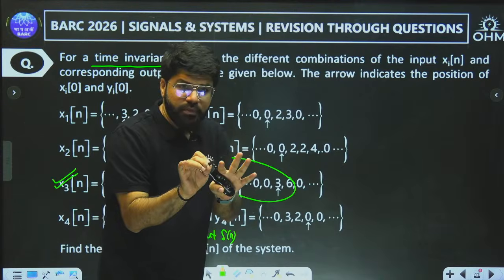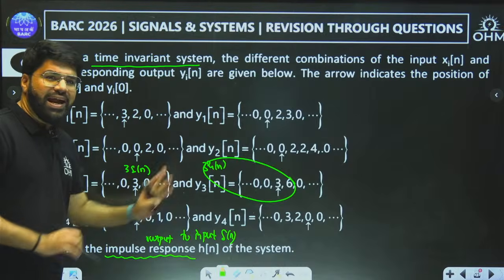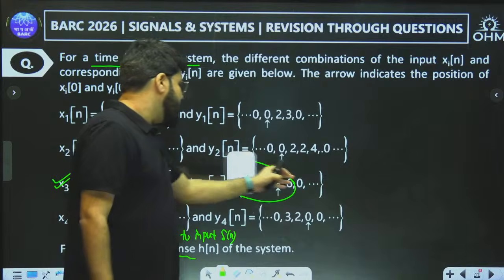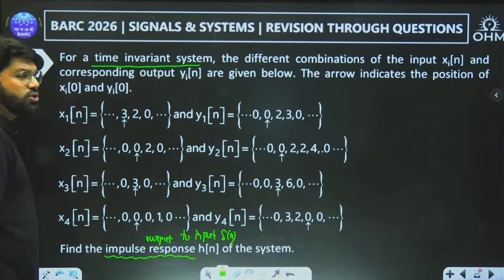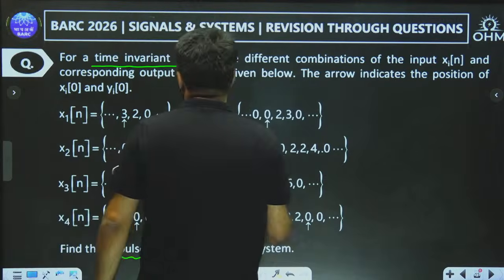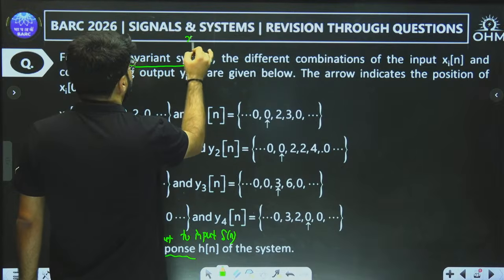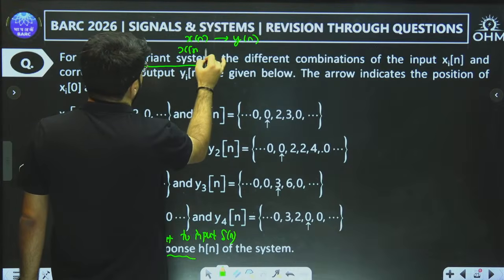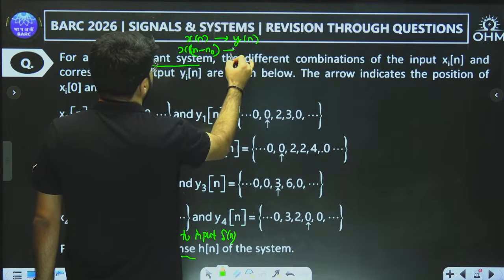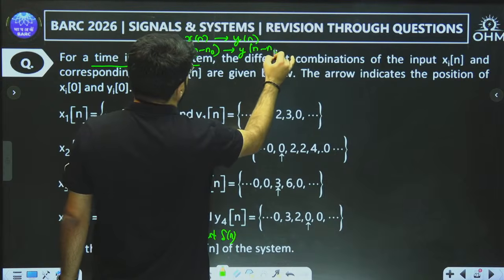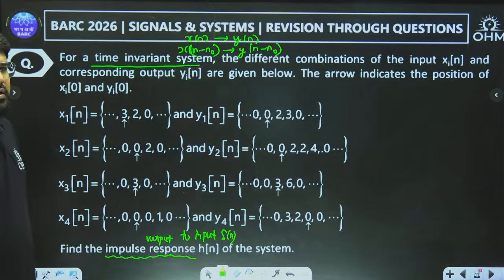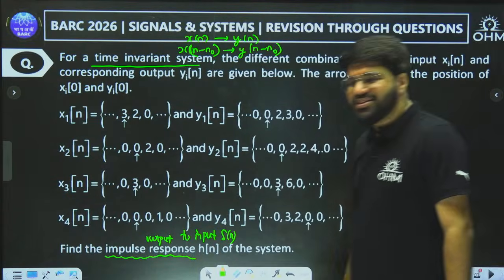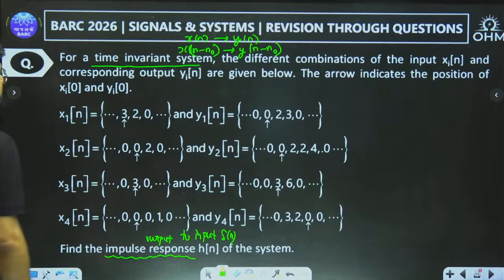If it was linear, this is scaling. Linear means scaling and additivity. So when input is multiplied by 3, output is multiplied by 3 if it was linear. So I should not be using it because linearity is not mentioned. But time invariance, what is time invariance? Time invariance means if x n gives the output y n, x of n minus n naught, a time shift in the input, should result in the similar time shift in the output, y of n minus n naught, correct?